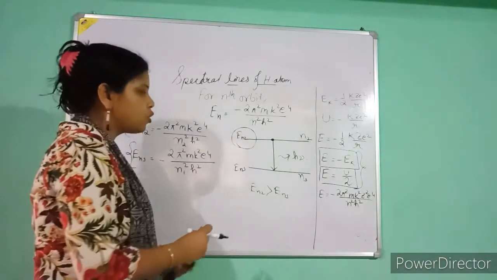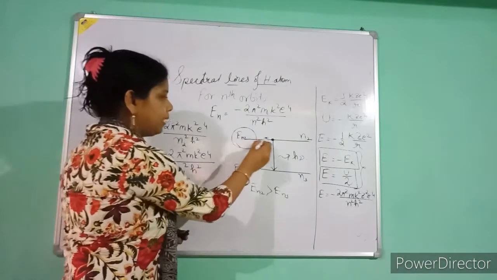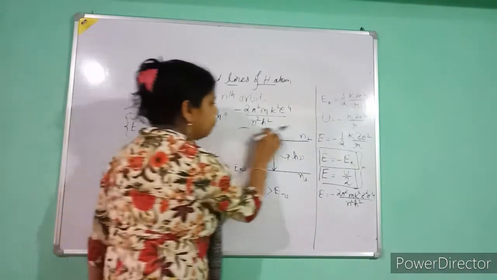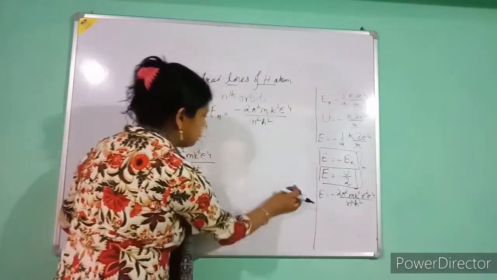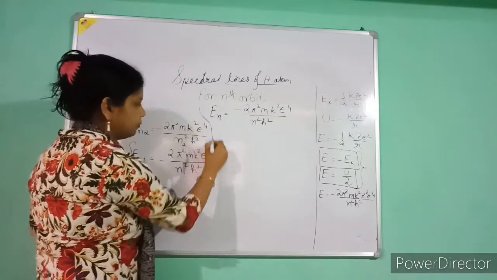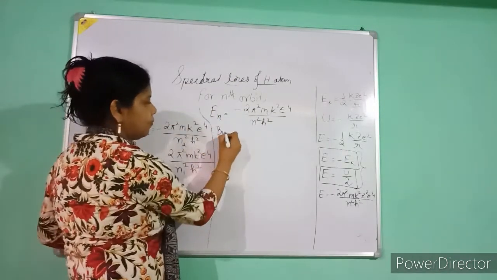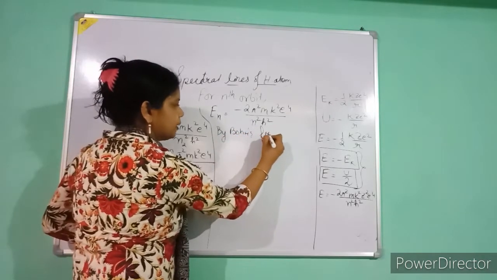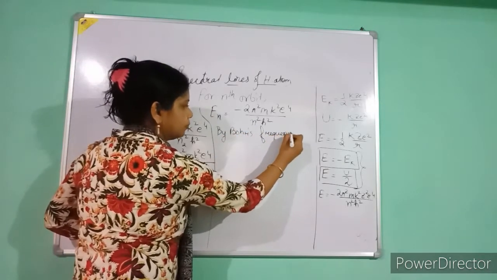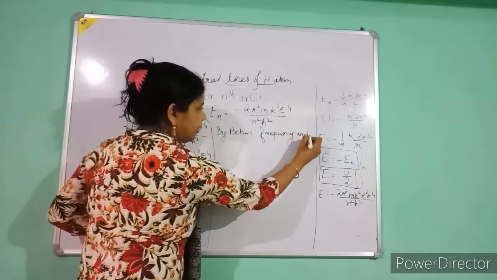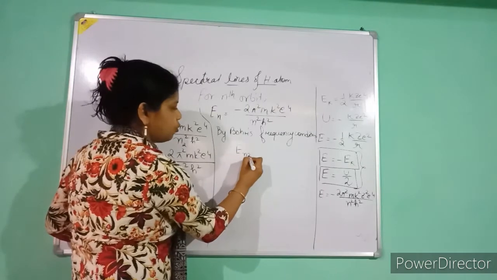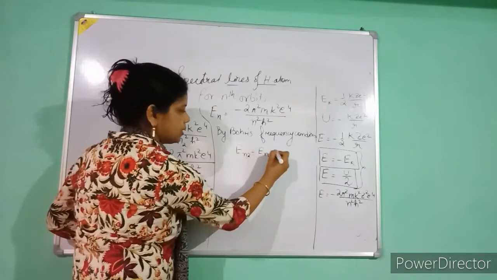So according to Bohr's frequency condition, if the electron jumps to the lower energy level, it will emit a photon of energy h nu. Then I can write, by Bohr's frequency condition, I am writing the entire sentence and condition: En2 minus En1 is equal to h nu.